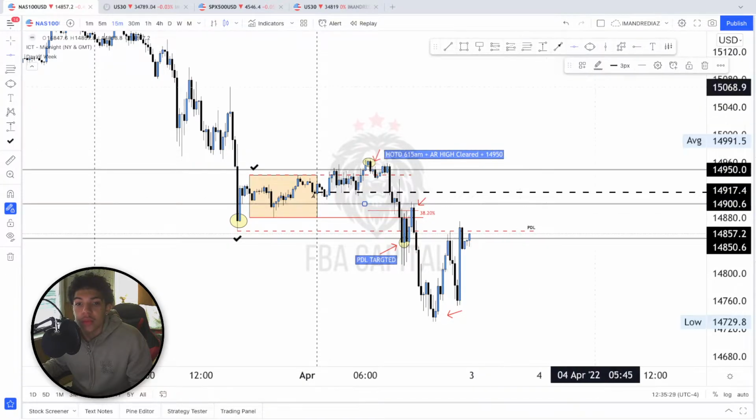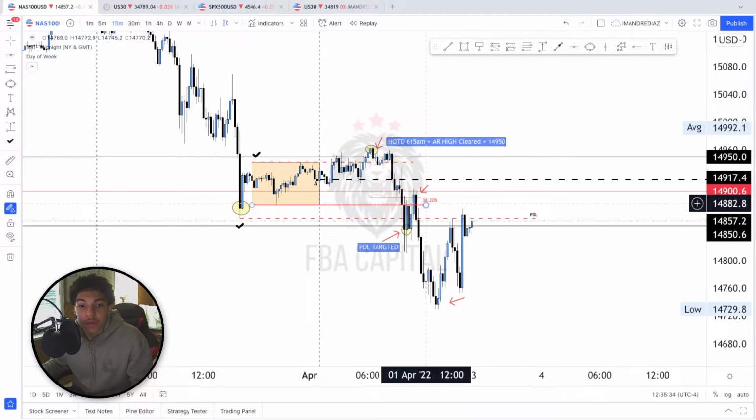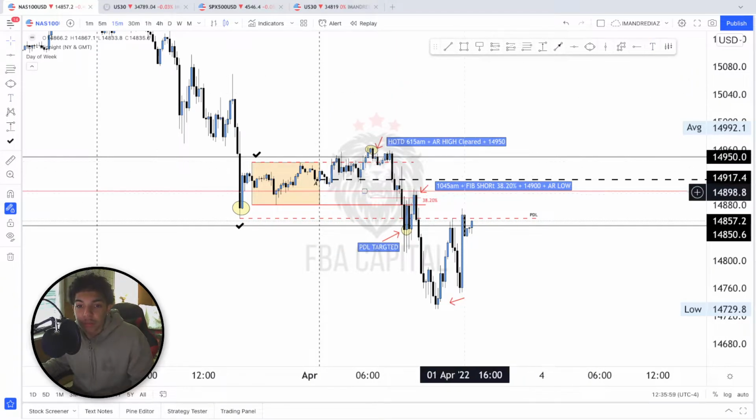So let's say you would have missed this original entry up here where price fell off. You still could have waited and got in on this fib short at the Asian range low at 14,900 after we retraced. So let's annotate that. And at what time did this happen? This happened at 10:45 a.m. We had this fib short, 38.20% rejection, along with the 14,900 big figure level at the Asian range low. And then from here, price immediately started to drop. And you can see the momentum. We got a bearish engulfing and price just fell, fell, and fell. And then where did we end up closing at?